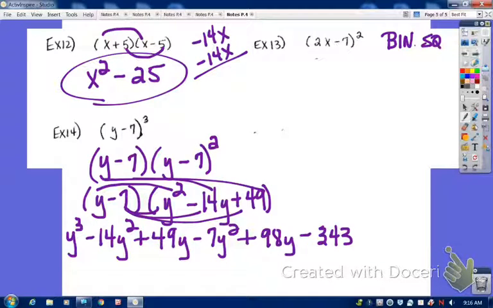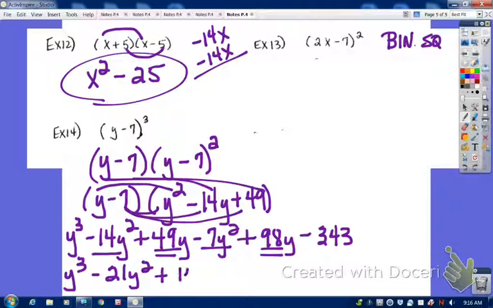Have any like terms? Yeah, we have two terms that are y squareds, and we have two terms that are y's. So once we combine our like terms, we'll be finished. So our final answer is y cubed. Next term. Minus 21y squared. Third term. Plus 147y. And then you just bring down that negative 343 because there's no term to combine it with.